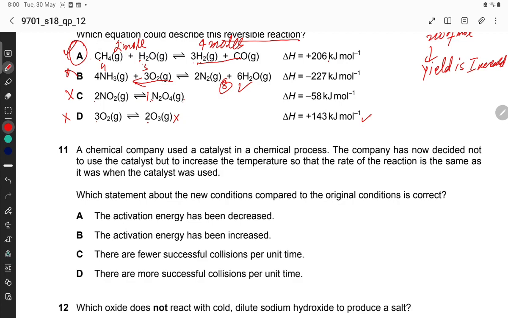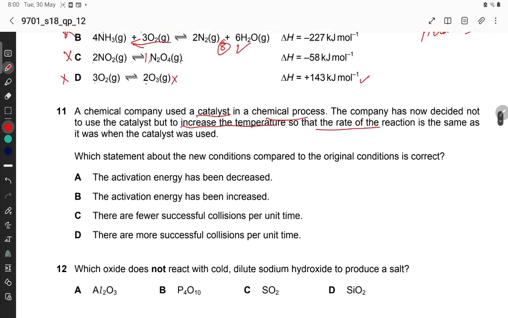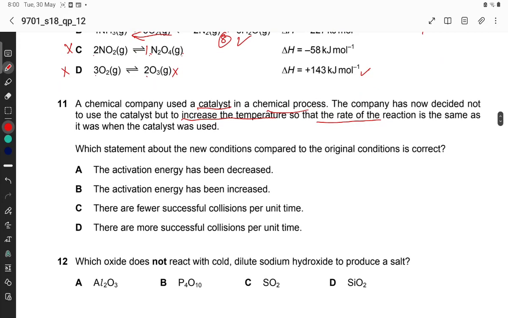Question number 11. A chemical company used a catalyst in a chemical process. The company has now decided not to use the catalyst but to increase the temperature so that the rate of reaction is the same as it was when the catalyst was used. Which statement about the new conditions compared to the original condition is correct?